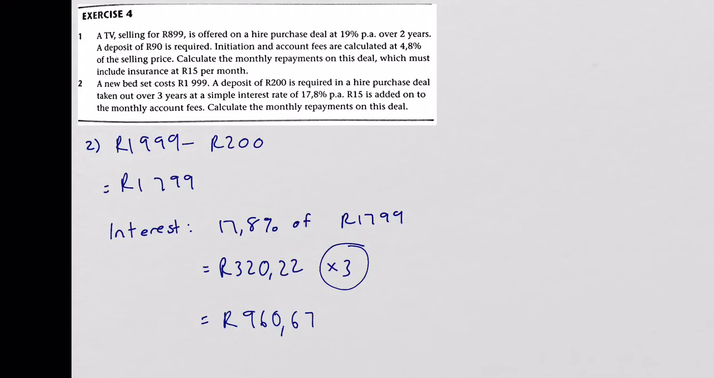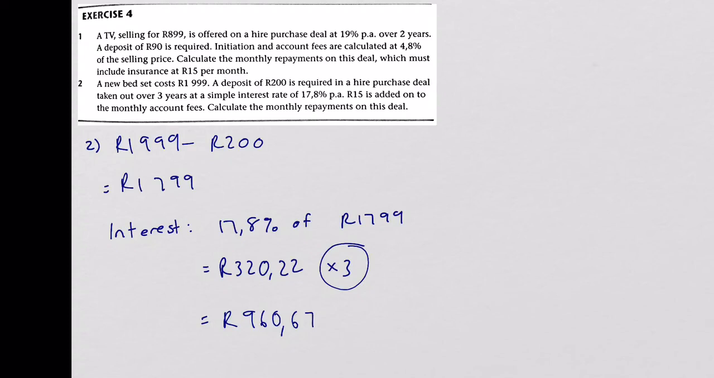Just one comment. If you multiply that by 3, you actually get 960 Rand and 66 cents. But I used the unrounded answer on my calculator, so that gave me 960 Rand and 67 cents. And with that one, there is an error in the memo, so use this video as your guide rather.